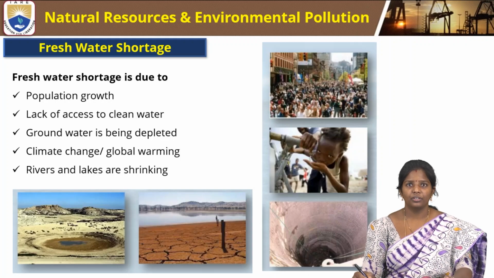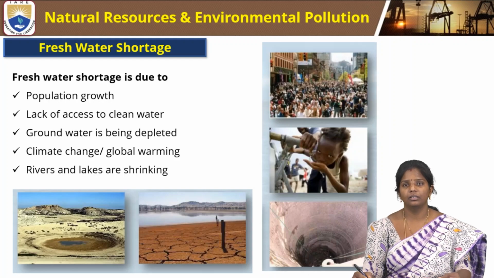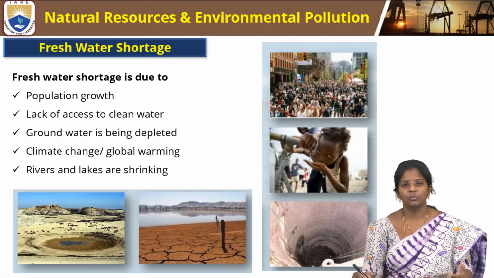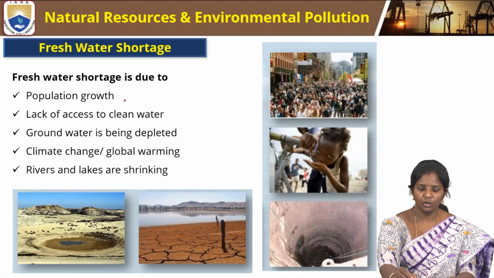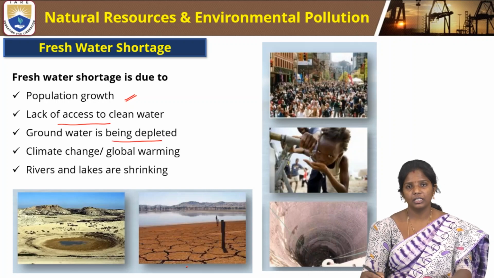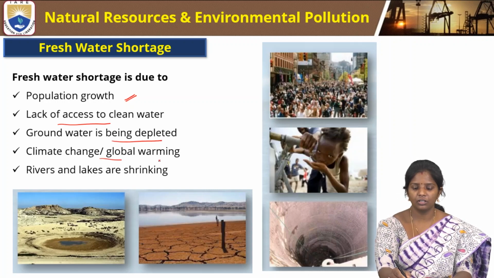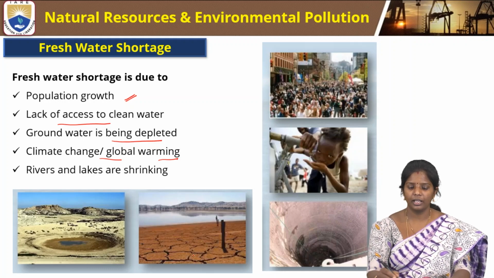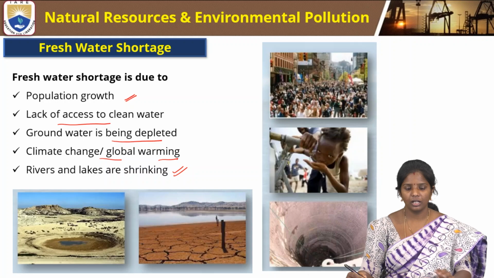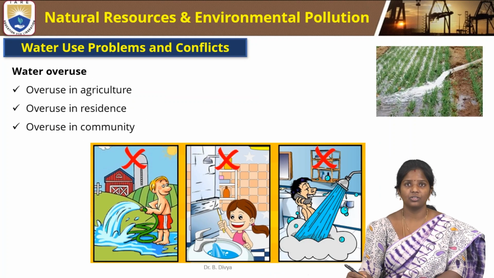So when does freshwater shortage happen? It is because of population growth. When the population is increasing, there will be more demand on the water supply, and everyone will keep on using it, so there will be a shortage of fresh water. Lack of access to clean water happens, groundwater gets depleted, and climatic changes or global warming cause rivers and lakes to keep shrinking. These are the effects of freshwater shortage.